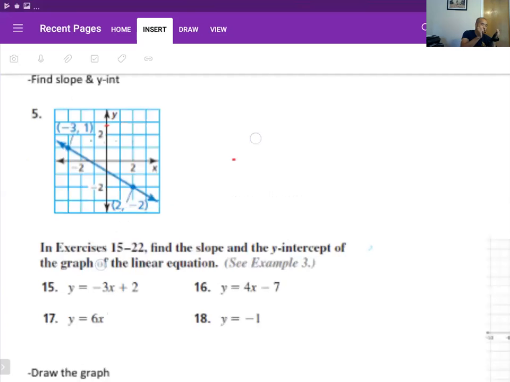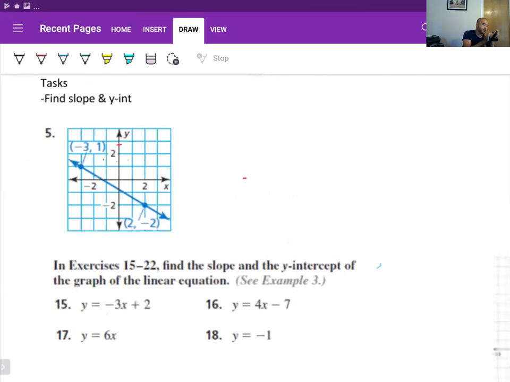So finding slope and y-intercept. Let's do this. The slope. The slope is m. So the slope is rise over run. And we always go from left to right, so remember that. The rise is -1, 2, 3. So it's -3, and then the run is +1, 2, 3, 4, 5. +5. So the slope here is -3/5.